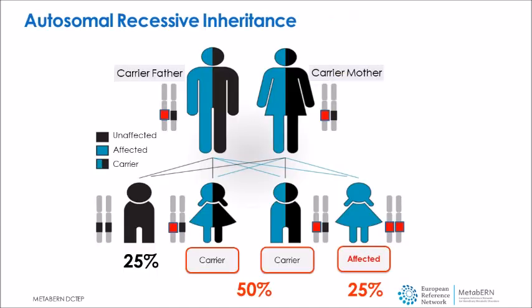In case of autosomal recessive inheritance, both parents are carriers of a mutation or a trait, represented by the red box on this slide. For this couple of carriers, at conception, each sibling has a 25% risk of being affected, a 50% chance of being just a carrier like their parents, and a 25% chance of being unaffected.